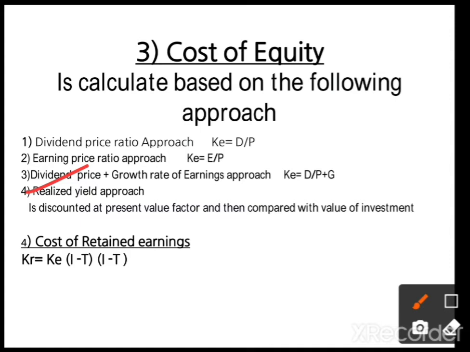Next is the last approach of cost of equity, that is the realized yield approach. It is important. It is discounted at present value factor and compared with the value of investment. The main intention is discounting at the present value factor and comparing with the value of investment. It means whatever we invested in the past is compared with the present value using the PV factor. Based on that, we calculate the realized yield approach. So these are the different types under cost of equity.